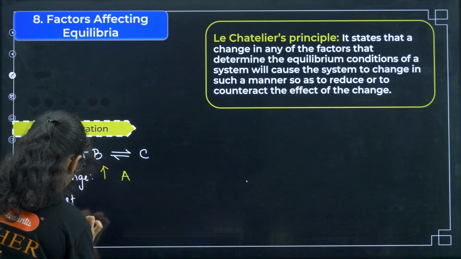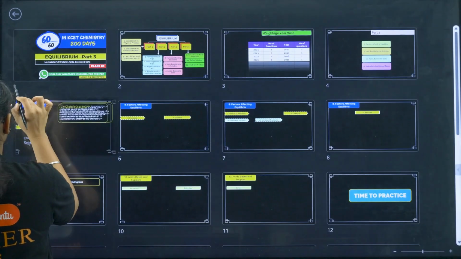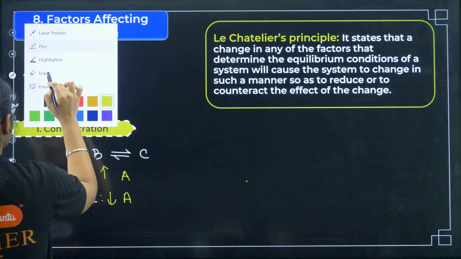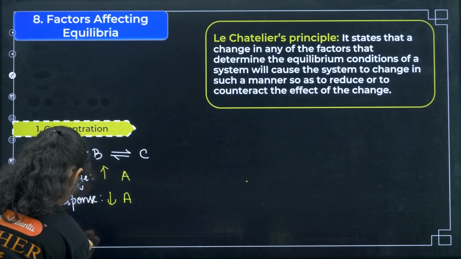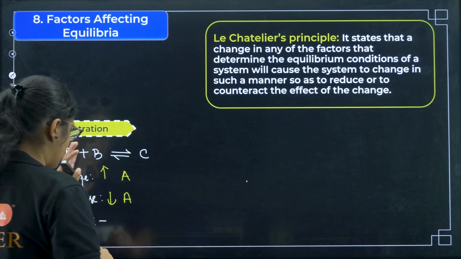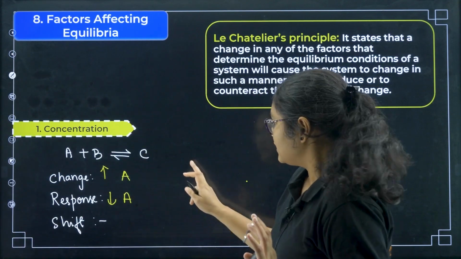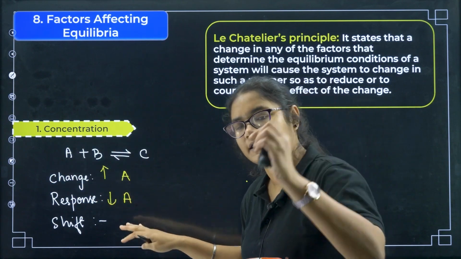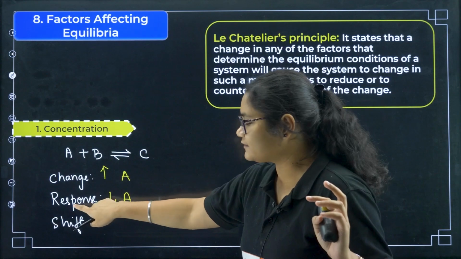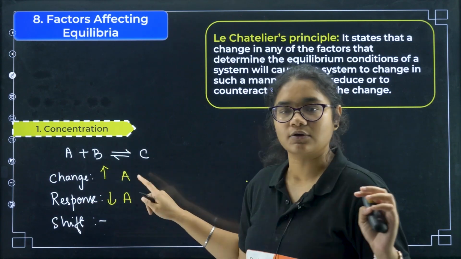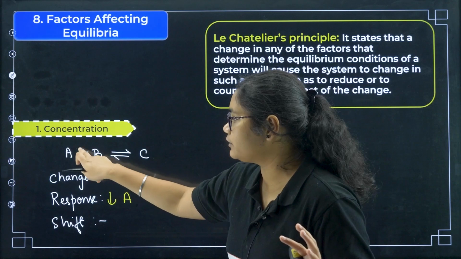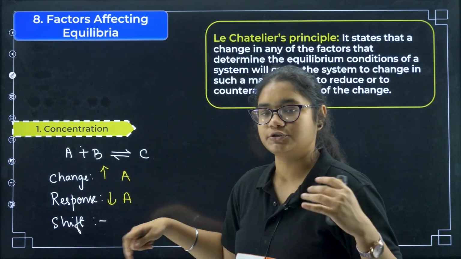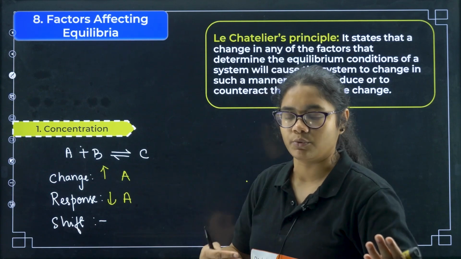How will the reaction respond? What will the reaction try to do? The reaction will try to decrease the concentration of A, right? So what will be the shift, forward or backward? See, I have written in 3 ways. Suppose the concentration of A you have increased, the reaction was already at equilibrium, you added some more A to the reaction. What will be the response of the reaction? The reaction will try to decrease the concentration of A. Now to decrease the concentration of A, which direction should it shift, forward direction or backward direction?